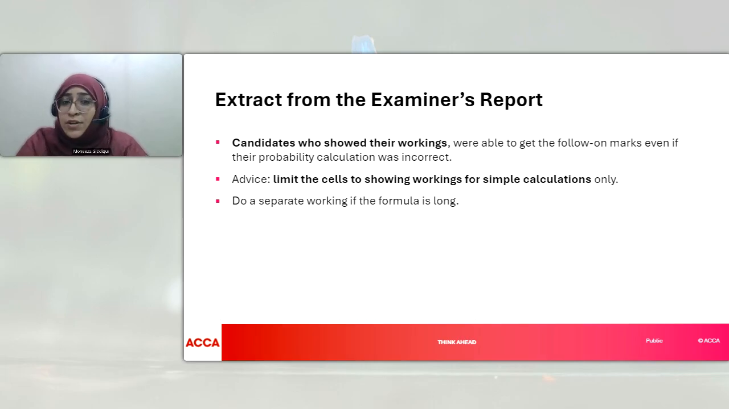Second, when you are using spreadsheet formulas, just use those formulas when you're going for simple working. So for example, when you're trying to work out the total of a column, just use the sum formula.